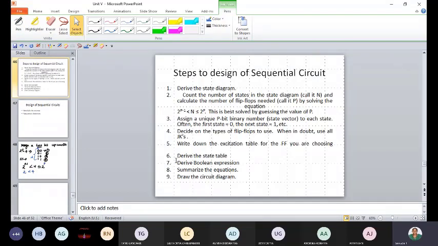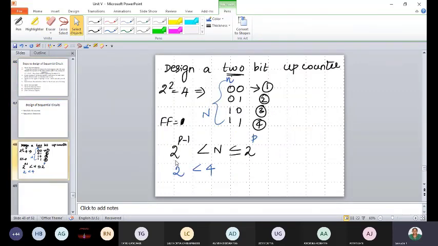As I already said, you have 4 states and 2 flip-flops. Guess your P value: how can it be to get my 4? I know my 4, so 2 power P should give 4. Only if I have 2, 2 power 2 will be equal to 4. So I need 2 flip-flops. P is equal to 2.